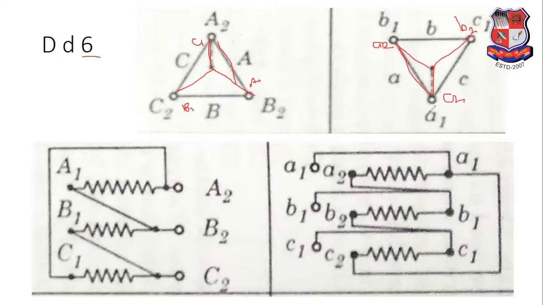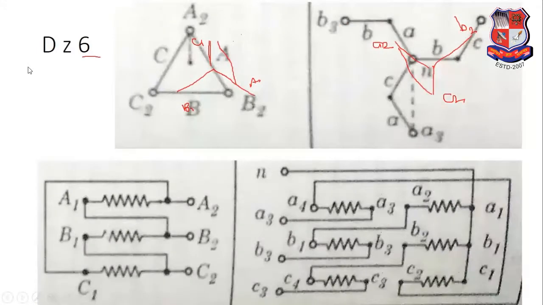So now for the 180 degree connection in the delta case, A1 is connected with C2. You can see that A1 is connected with C2. Now B2 is connected with C1, and B1 is connected with A2. Okay. So this is the DD6 connection. Next is the DZ6 connection.